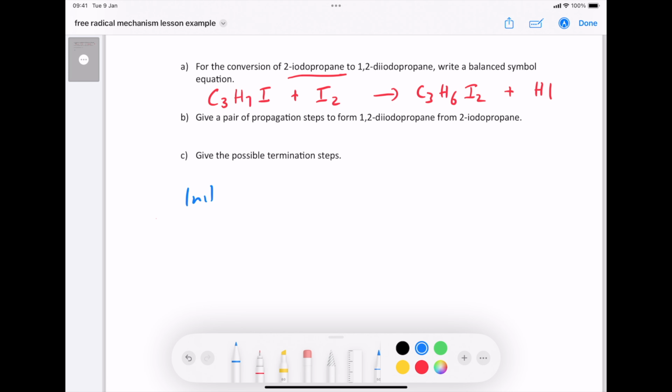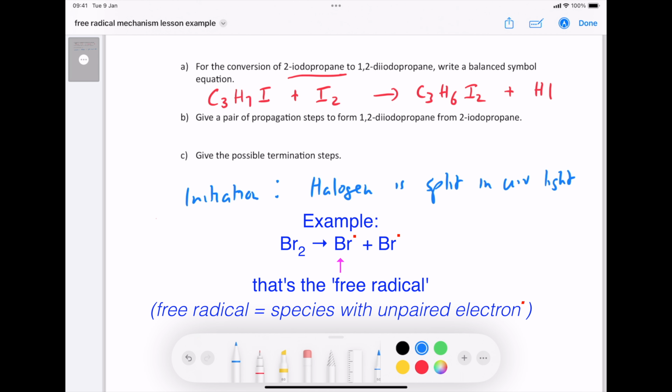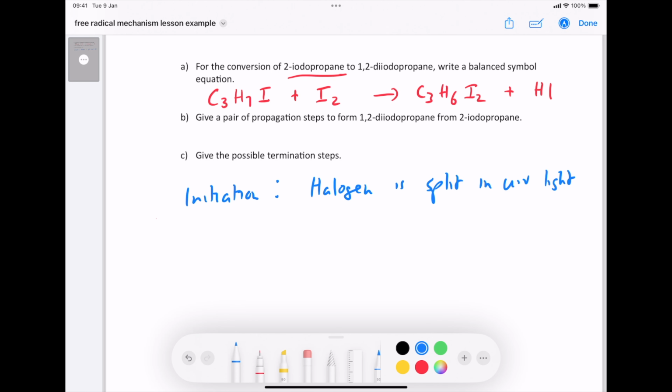The first stage is where we have initiation. I'm just going to write some notes here, so please do take notes on this bit. In the initiation, the halogen is split in UV light. Chlorine and bromine undergo photolysis, which is when sunlight splits the halogen into free radicals, so individual chlorine atoms or individual bromine atoms, whatever the halogen is. Fluorine, by the way, doesn't undergo photolysis because the bond is too strong. So it's predominantly chlorine, bromine, and iodine. So that's the initiation.